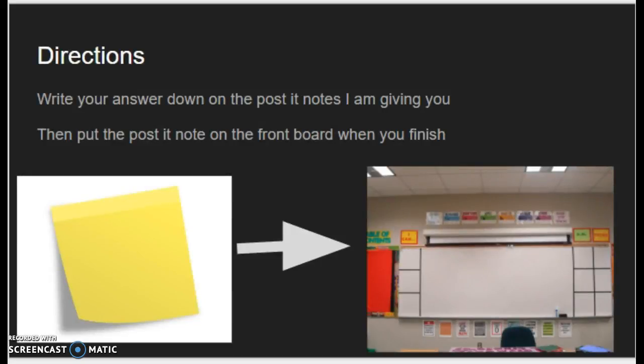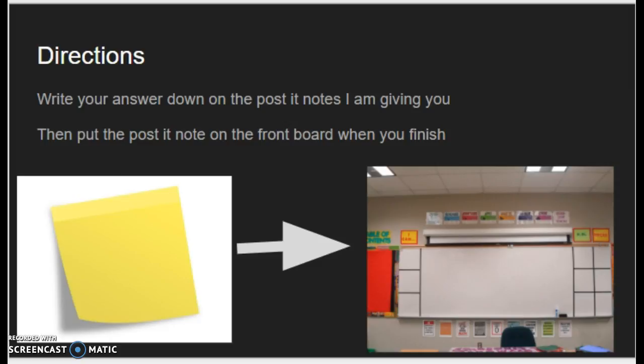to hand out these little post-it notes, and you're going to write down your answer on your post-it note. You don't have to write your name on it, and as you write your answer down, you can post it on the front whiteboard here as soon as you're finished, and we are going to talk about it as a class and see what are some of the different things that annoy people in the class.